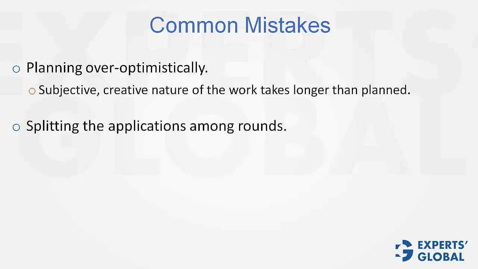Splitting the applications among rounds, never a good idea. Always apply to get admits. Have a portfolio of schools, some dream schools, some practical schools, and one safe school. Apply to all the schools together so that you get all the interview calls together, you get all the results together, you can compare all the admits and then take a well-informed decision. Also understand that the chances of selection in the earlier cycles are always a shade higher. So splitting the applications into multiple rounds is not advised for various reasons.